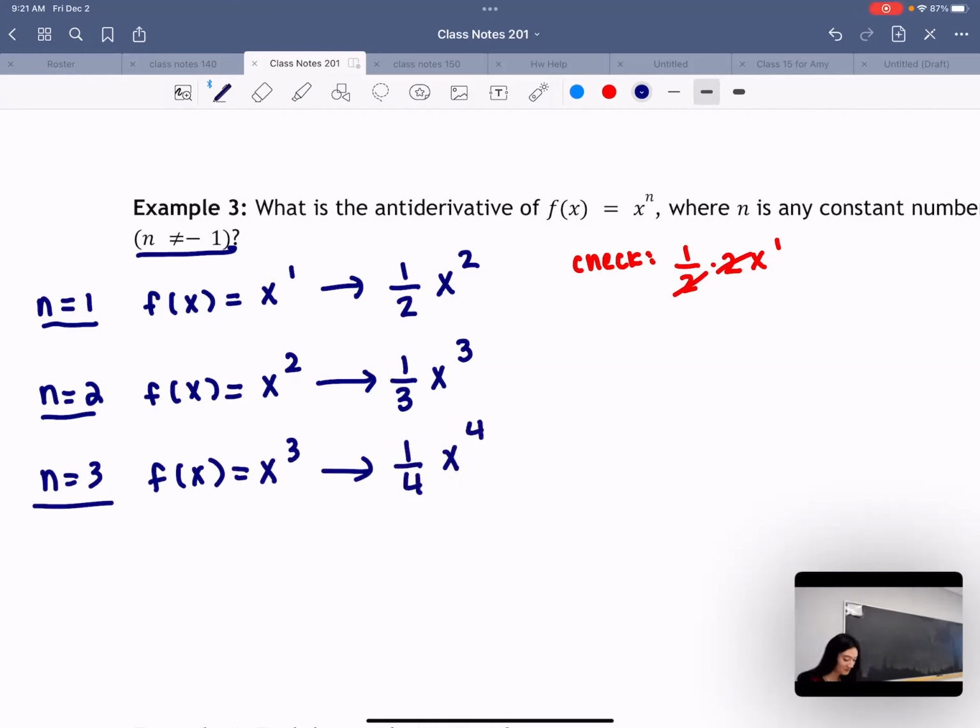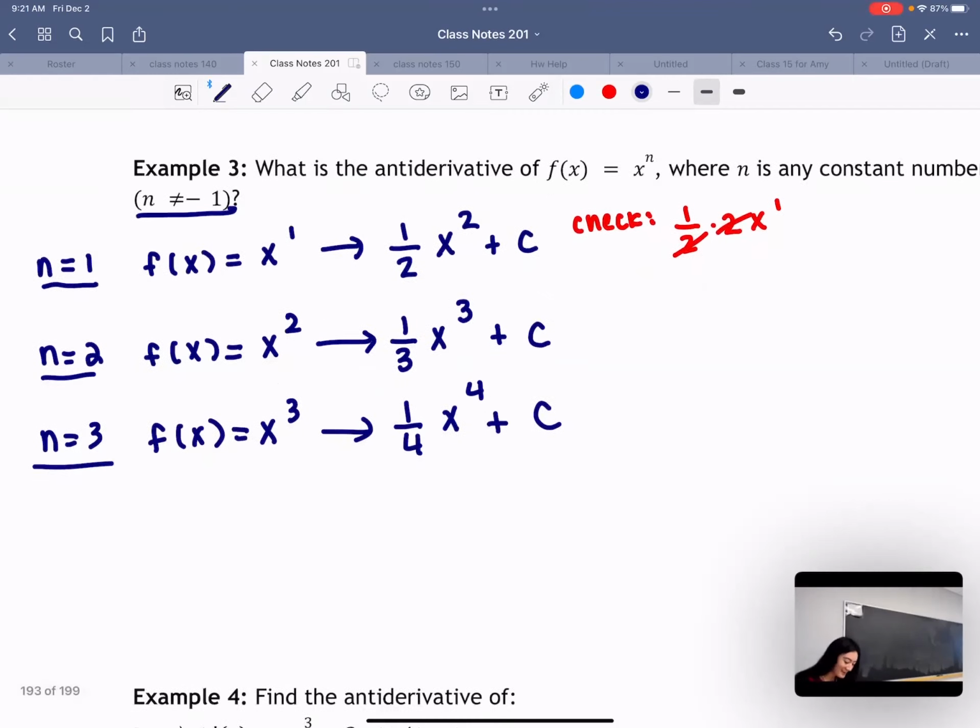Fourth. Perfect, right? Okay. Why don't we do this? Oh shoot, I forgot plus c. This is bad. I'm installing bad habits to you. Good, thanks.